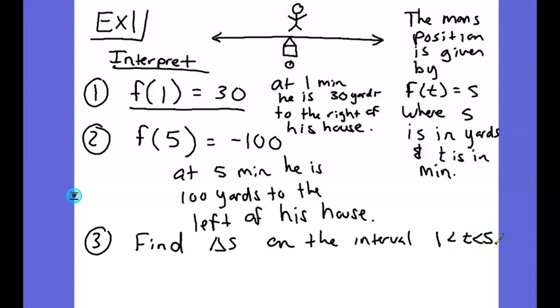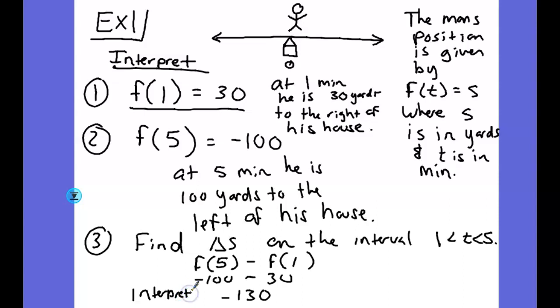So what does delta S represent again? The change. The change in position. And the way I told you guys to do that was to do f of t2 minus f of t1. Now what's our second time? What's our first time? Okay, and what was f of 5? And what was f of 1? And so his delta S was, now what did I tell you that means then whenever an object has a negative delta S? Let's interpret that.